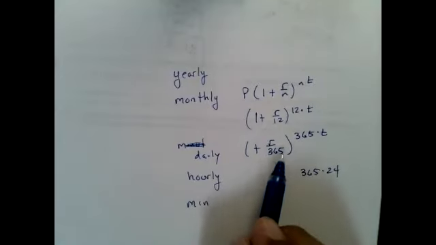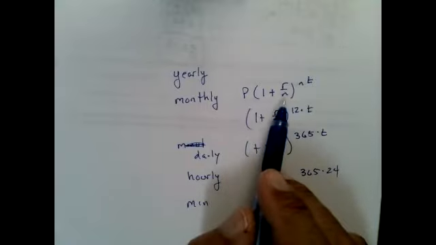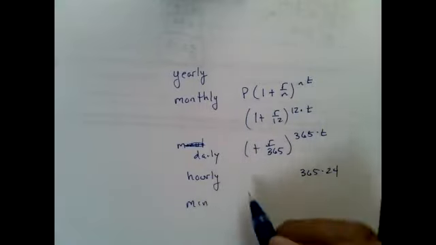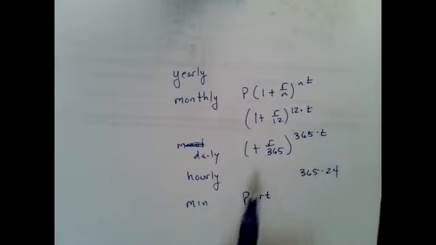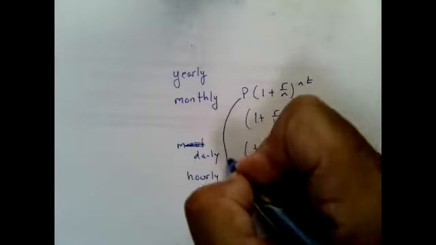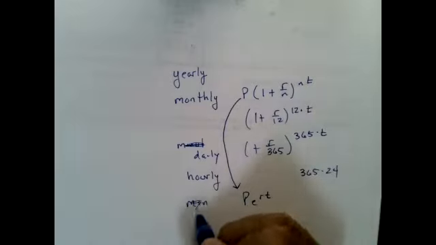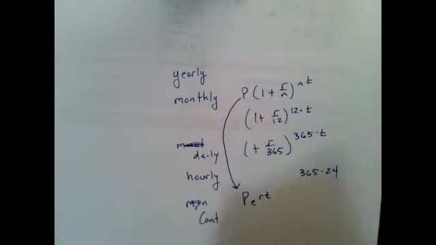So what happens is when this n gets larger and larger and larger, this equation actually, and we're not going to get into the algebra of it, turns into P times e raised to the rt. So this becomes this when we want continuously. That means faster than every second. Sounds bizarre, but that's what it is.